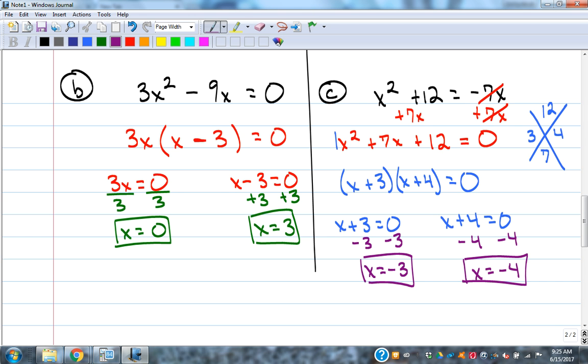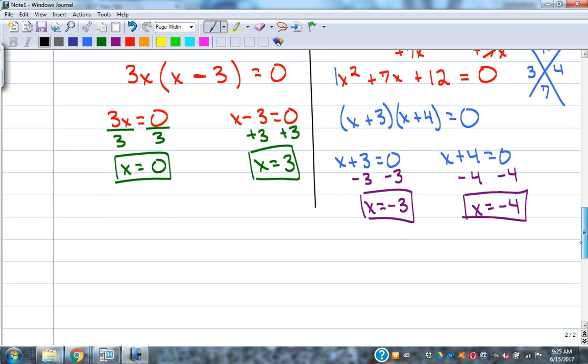So getting a lot of practice on what we did Tuesday. So that's definitely a plus to what we're trying to do here. Let's try this one. 6x squared plus 7x equals 3.